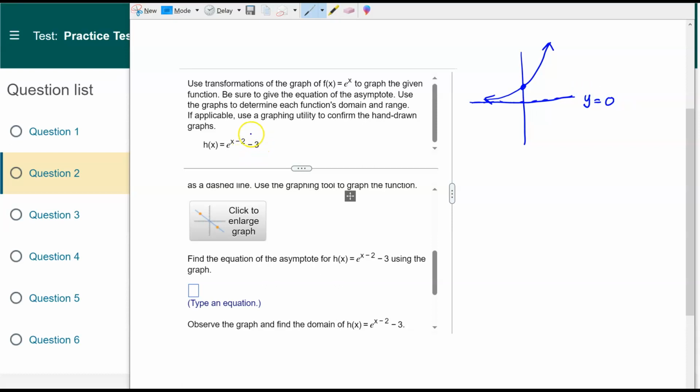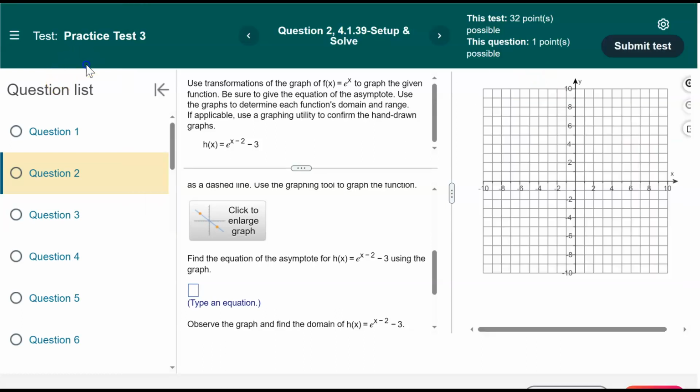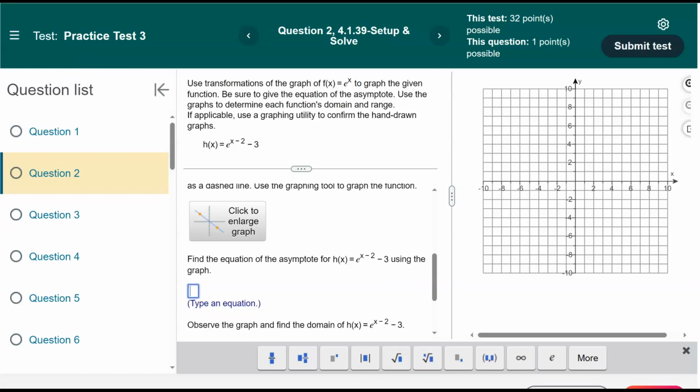Now, because of the vertical shifting here, we know that there is a vertical translation of 3 units down. So that means the asymptote will also be shifted 3 units down. 1, 2, 3. So this is the new asymptote. That means the new asymptote becomes y equals -3. So that's the asymptote, and you would type in y equals -3 as the answer here.